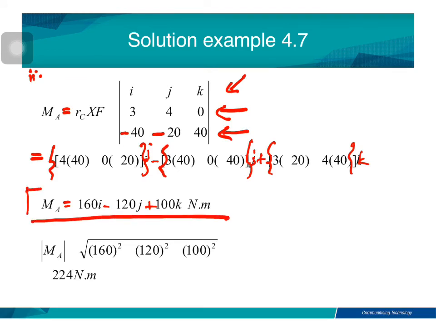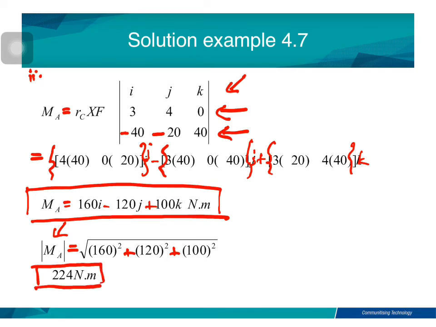So from this vector you can determine the magnitude. The magnitude is the square root of the sum of the squared components of the vector here. So the answer, the magnitude of the moment is 224 Newton meter.